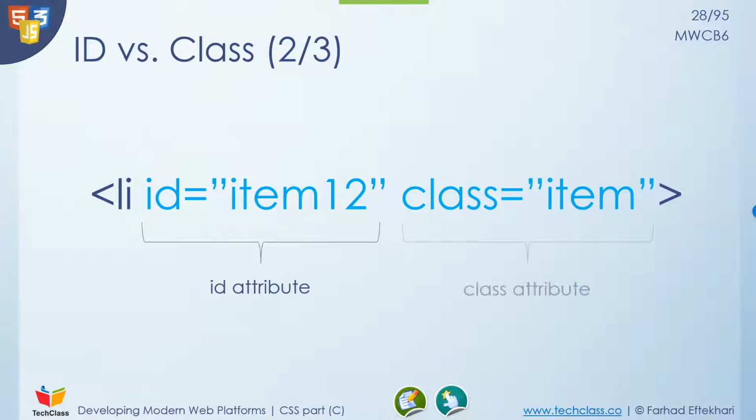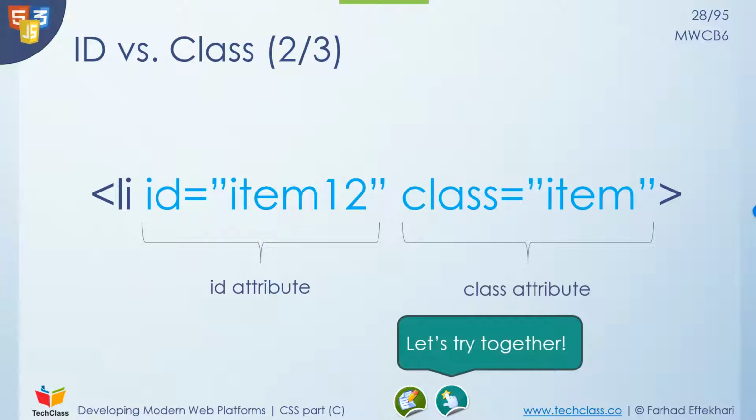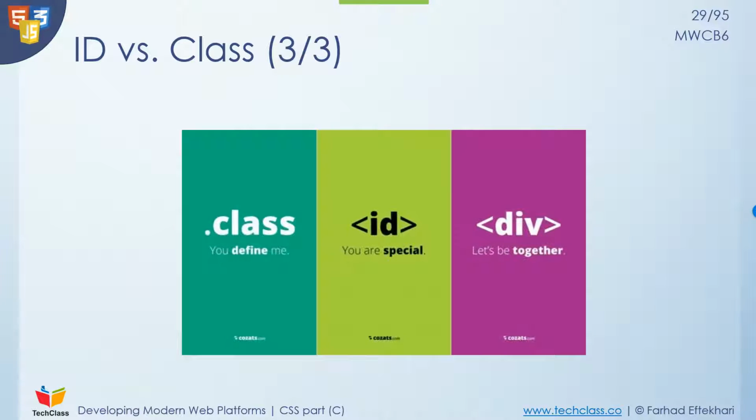So this is the ID attribute and this is the class attribute. It's also a joke that the class is the one that says "define me", ID says "you are special", and then div is the one that is somehow used as a container for different categories. So ID always has to be special and unique, but class is the one that applies some specific rules to multiple elements.